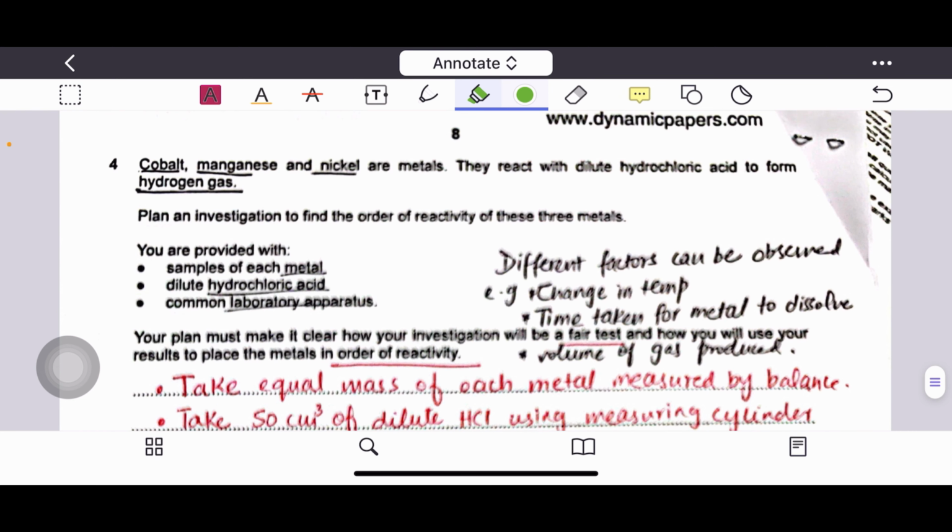The last question is about designing an experiment. Cobalt, manganese and nickel are metals. They react with dilute hydrochloric acid to form hydrogen gas. Plan an investigation to find the order of reactivity of these three metals. You are provided with samples of each metal, dilute hydrochloric acid and common laboratory apparatus.